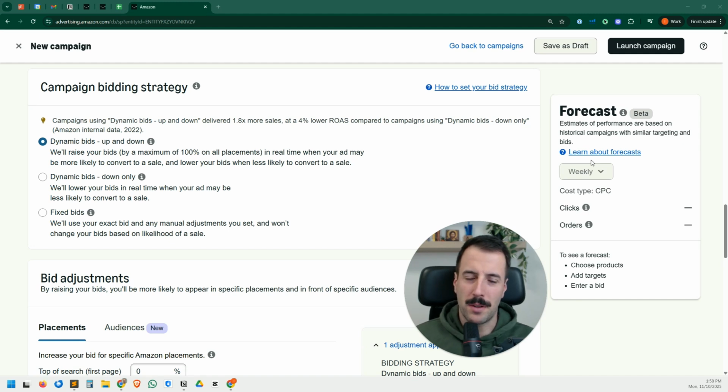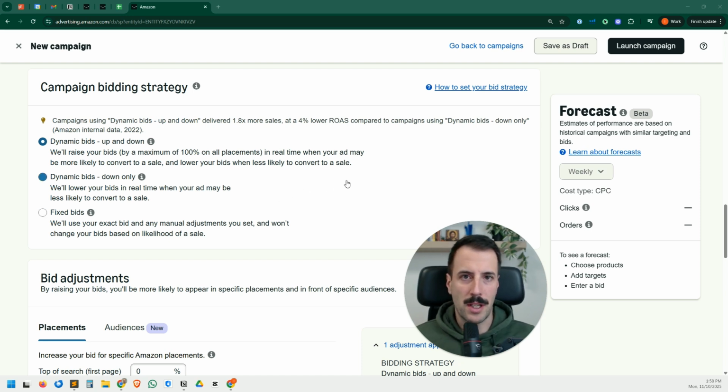Short advertising tips. So how to choose the right advertising bidding strategy. We have options: dynamic bids up and down, dynamic bids down only, and fixed bids. I'm gonna skip the dynamic bids up and down because I think it's completely useless. I know there are some use cases maybe, but I don't like leaving so many decisions to the Amazon algorithm for many different reasons. So I would talk about dynamic bids down only and fixed bids.